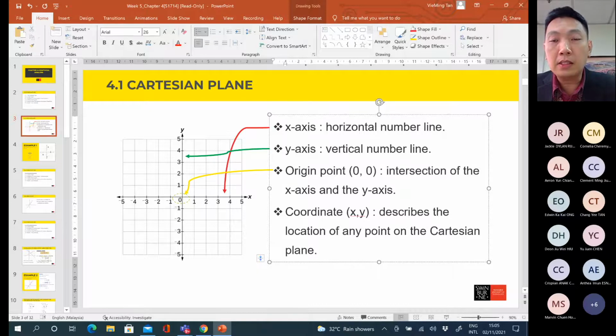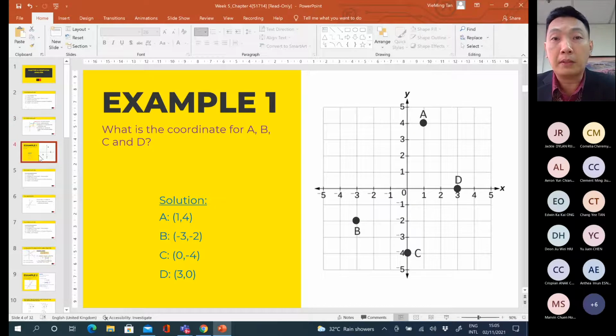The Cartesian plane is very useful for us to identify the coordinates of each point. For instance, the origin point is one of the coordinates in the Cartesian plane. All right, so let us try one example. Example 1. Assume that now we have 4 points: point A, point B, point C, and point D.